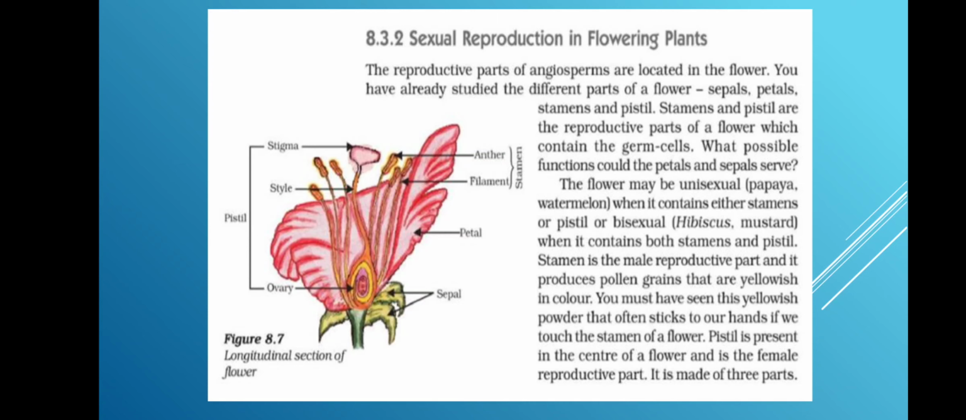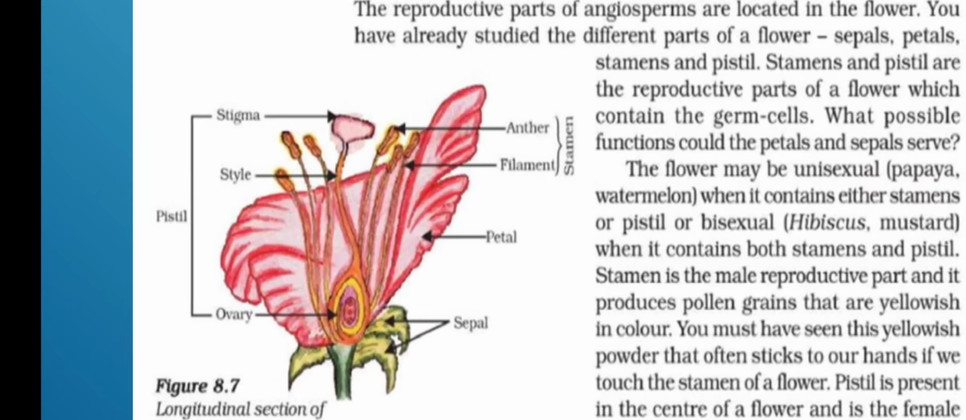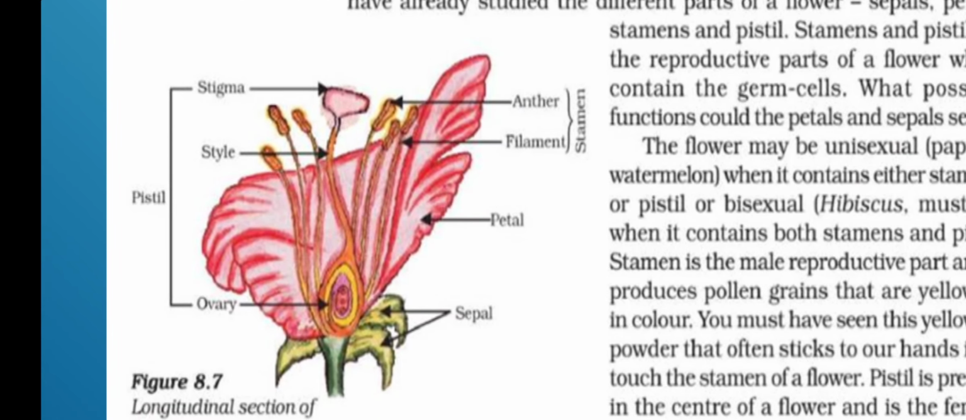Hello students, so this is a longitudinal section of a flower. So in today's class, we'll be looking into the sexual reproduction in flowering plants. So here as you see in the diagram, you can see that we have two major parts, the male reproductive part and the female reproductive part of a flower.